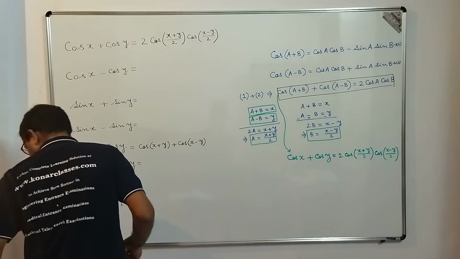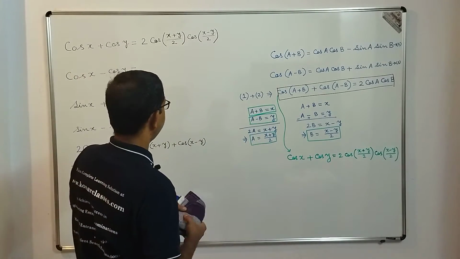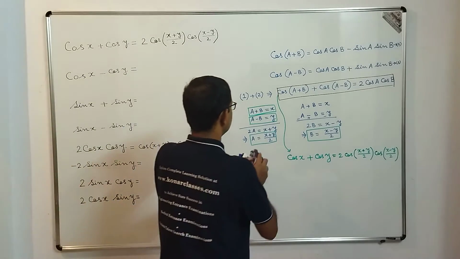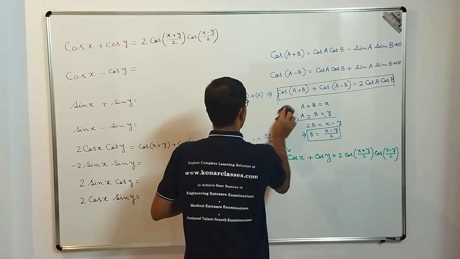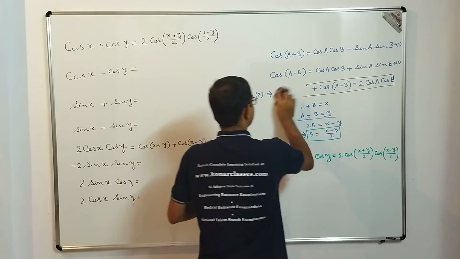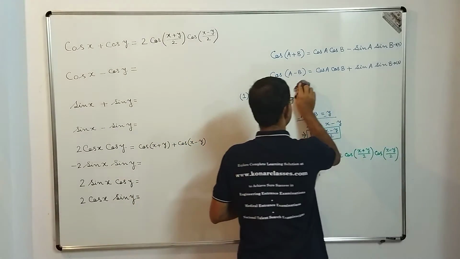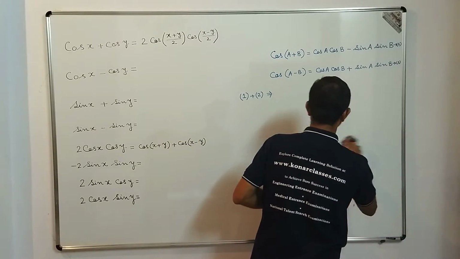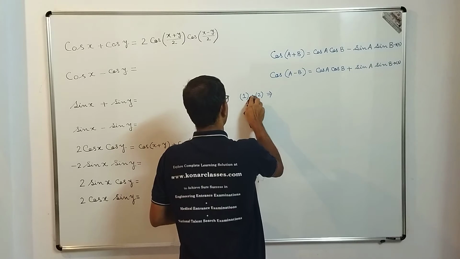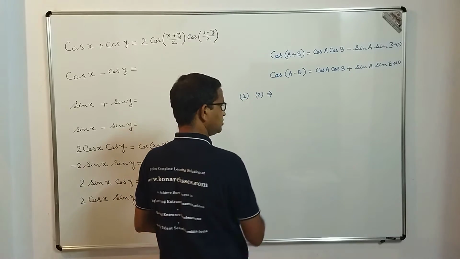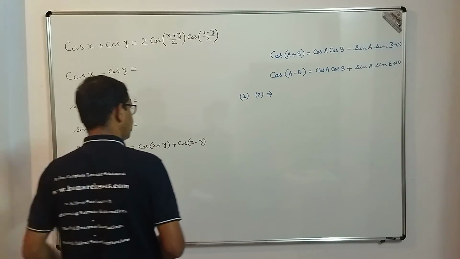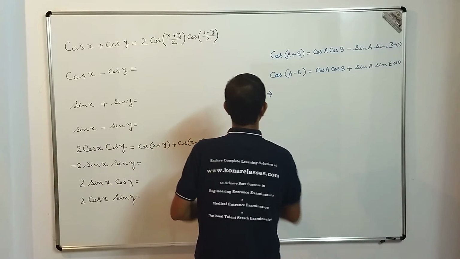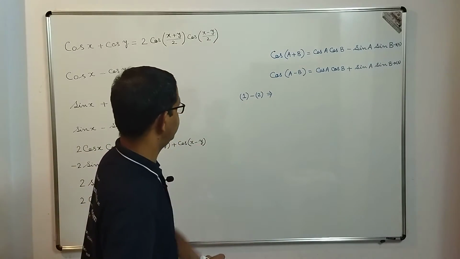We move ahead. The next one is that we are going to find the formula for cos x minus cos y. For that, we are going to subtract both sides of equation 2 from both sides of equation 1. Then let's see what we get. That is 1 minus 2, the symbolic representation.